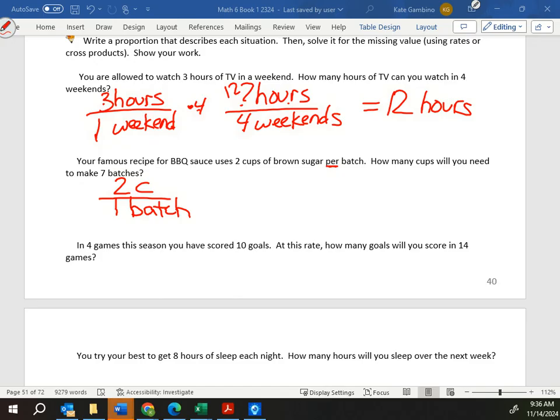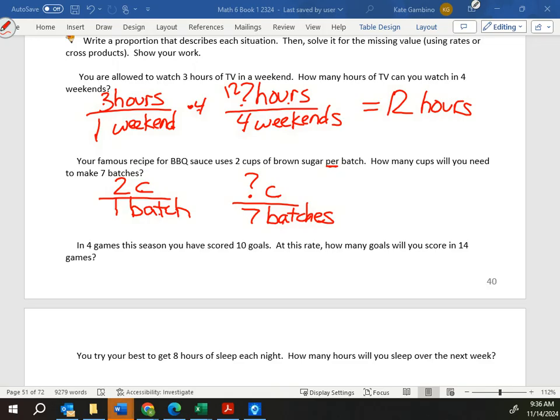What is my second rate going to look like? Where am I putting the question mark? Where am I putting my labels? What should it look like, Adeline? Question mark cups over 7 batches. Question mark for the cups, that's what our question is asking. And we know there are 7 batches, making sure you have cups to cups, batches to batches.